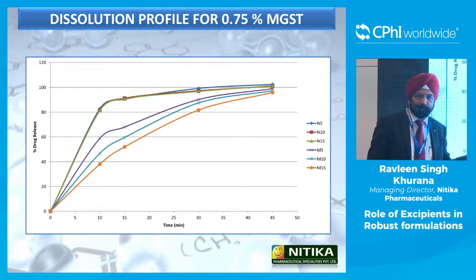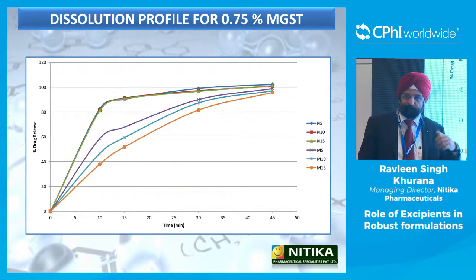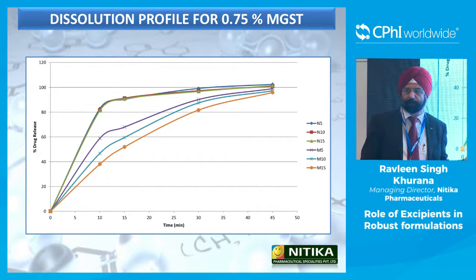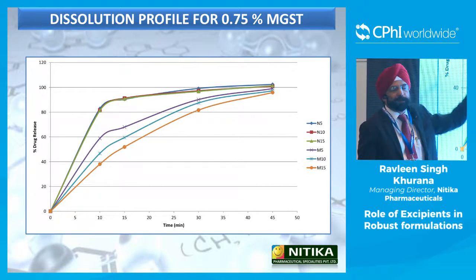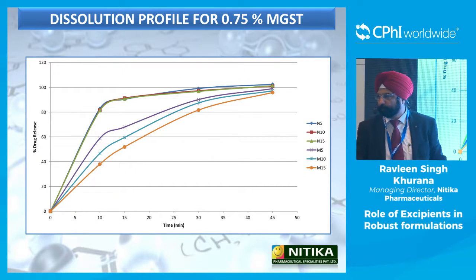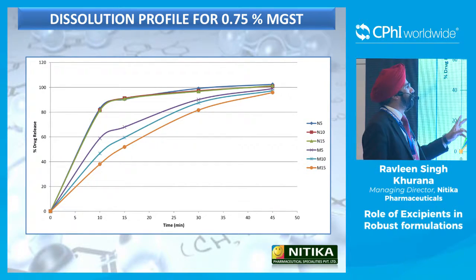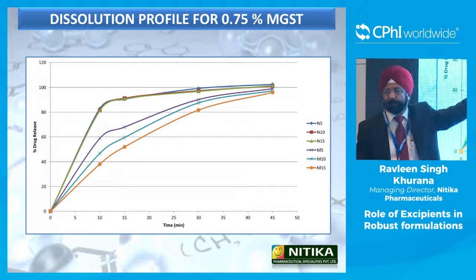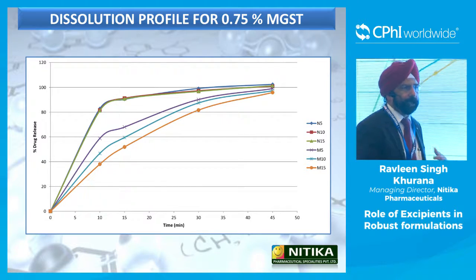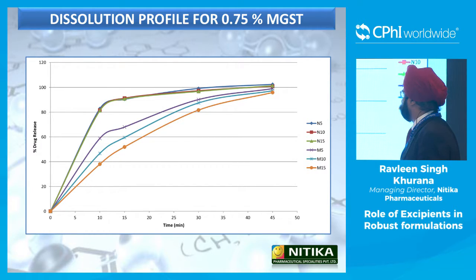So this is the very striking result, which tells us we are making the formulation, we are validating the process, but we are just changing a source of one excipient, magnesium stearate, and dissolution is totally going double. Also, these 3 curves are not superimposed. So that tells us the blending time has a great impact on the dissolution, whereas with the Nitika material, all the blending times are superimposed. So this also tells us another observation, that blending time has no effect on the formulations with this magnesium stearate.